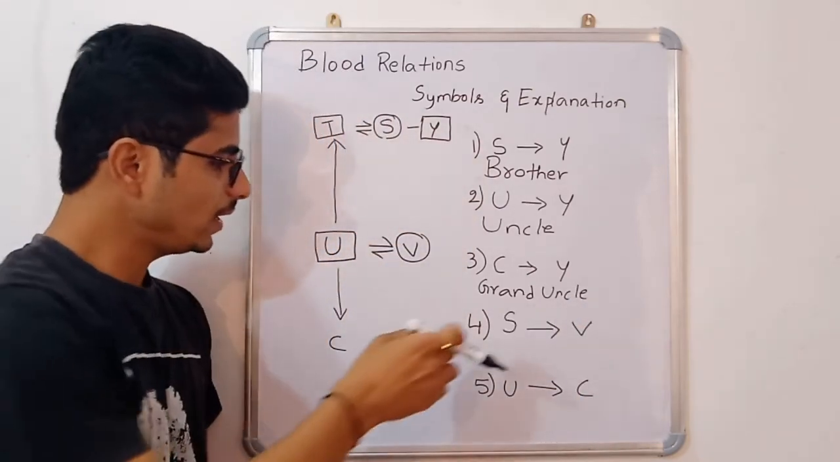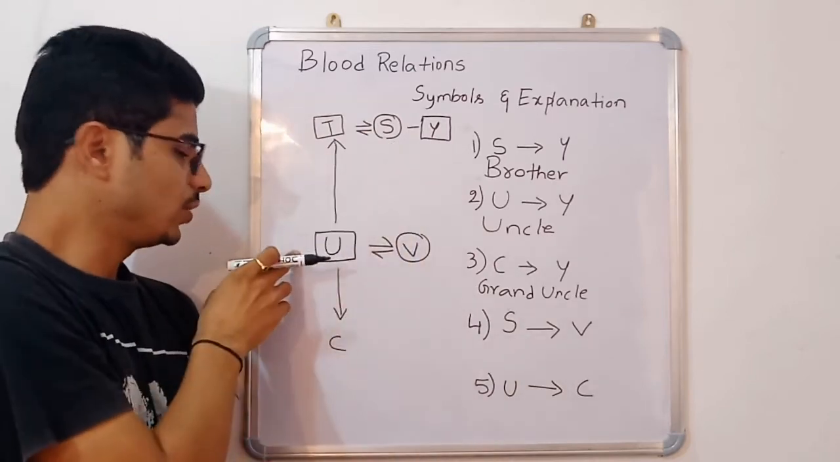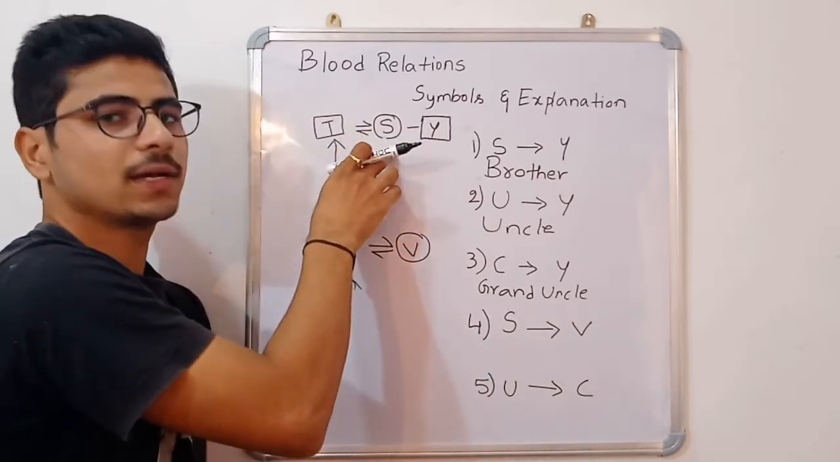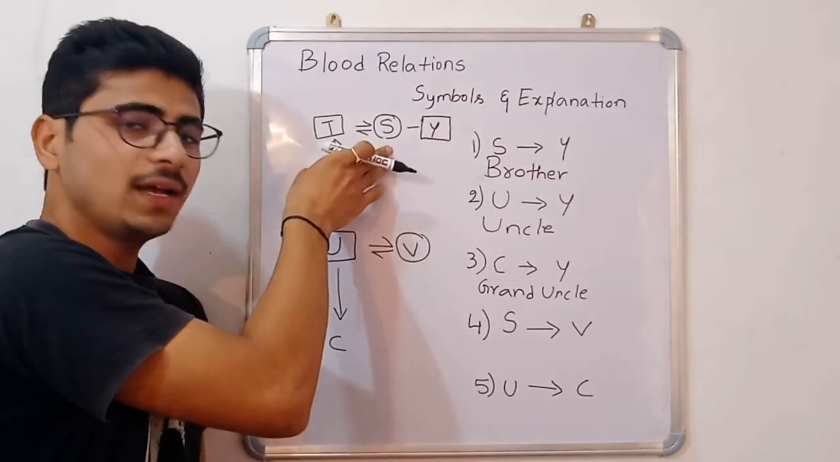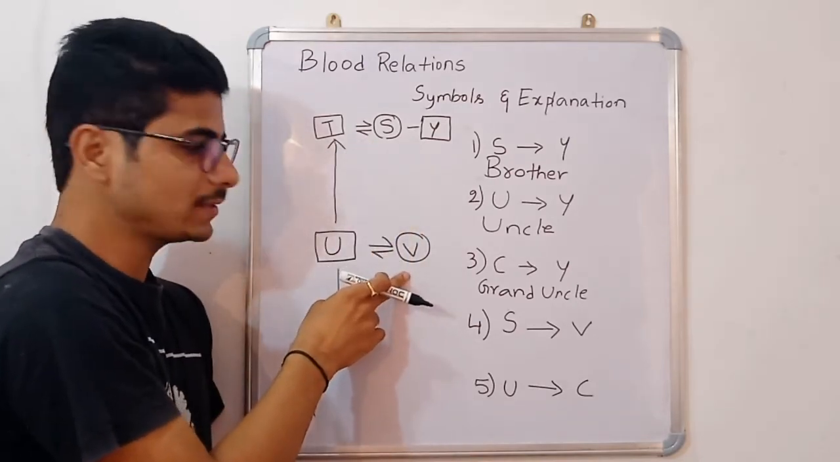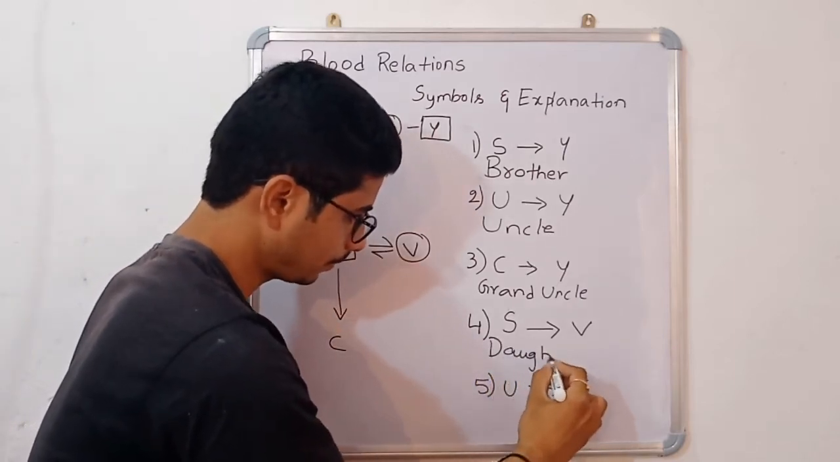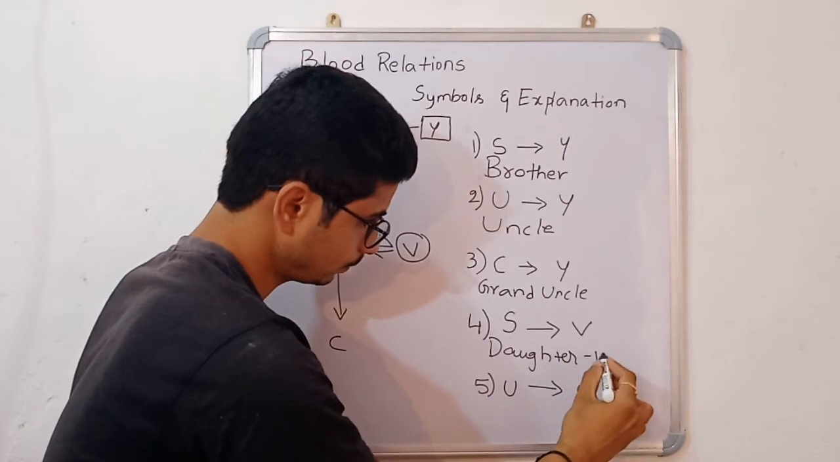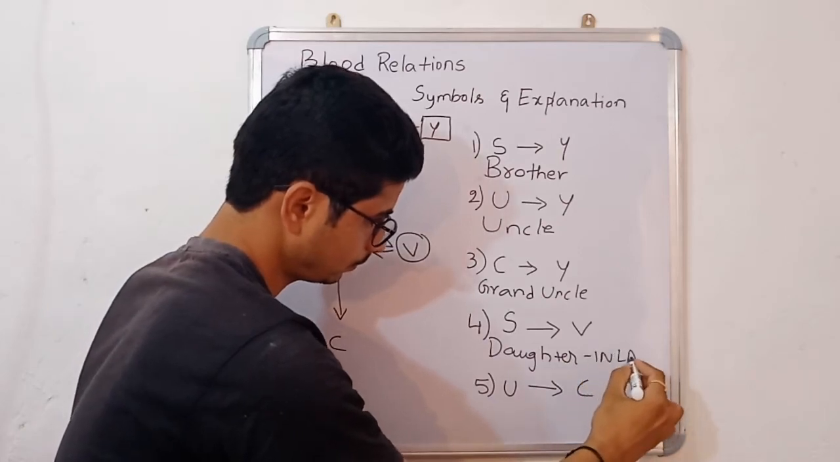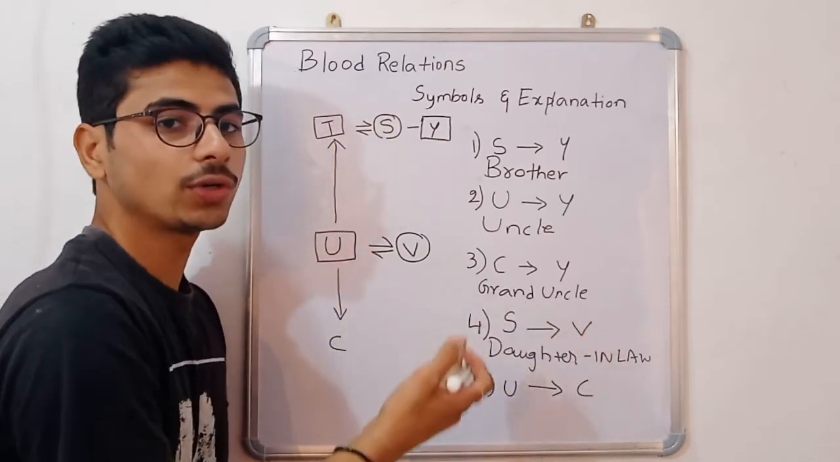We need to see from S to V, from S to V, right? So U has a father and mother. So this mother needs to call her son's wife daughter-in-law. So this S will call V daughter-in-law.